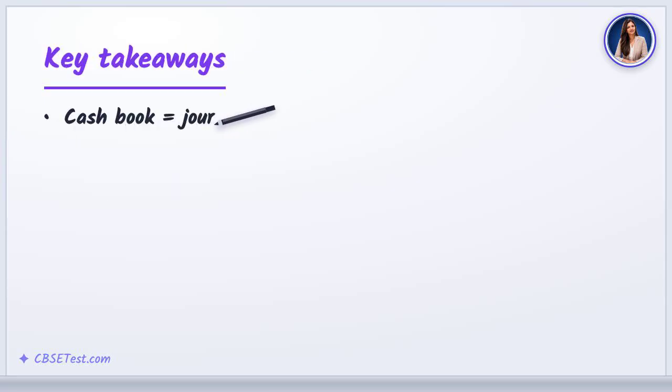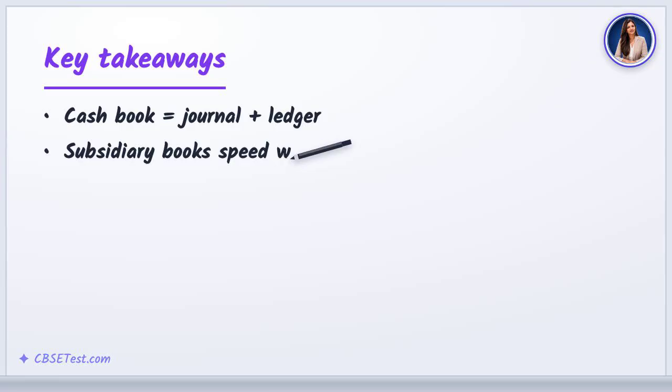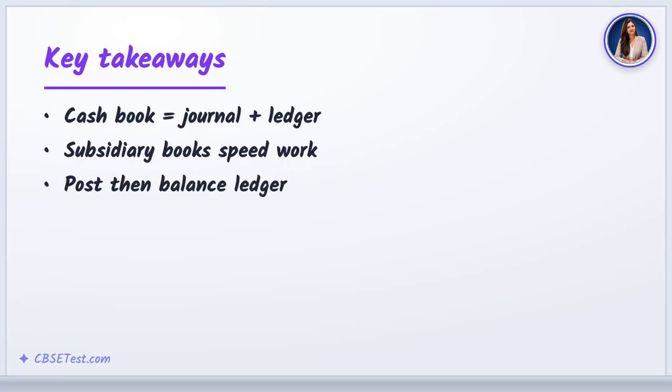To recap, the cash book handles cash and bank and serves as both journal and ledger. The petty cash book uses the Imprest system. Subsidiary books record similar credit transactions, and finally we post everything to the ledger and balance each account.